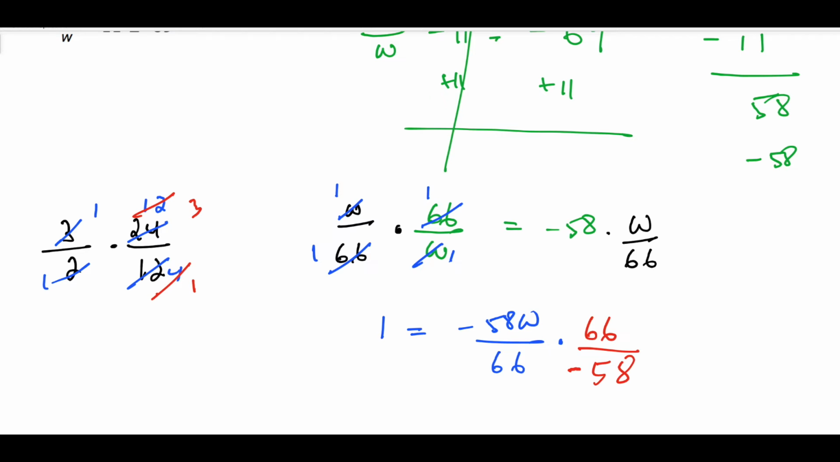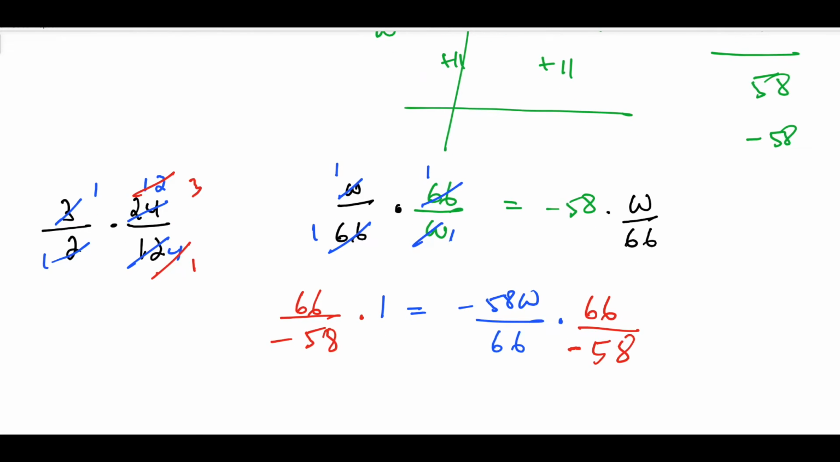Would it be negative 58W? No, because I want to get W by itself. Oh, yeah. Okay. So then on this side over here, but this is not the way you should do it. But the way that you were doing it, you would have to do it like this. Do you see how negative 58 wipes with a negative 58?